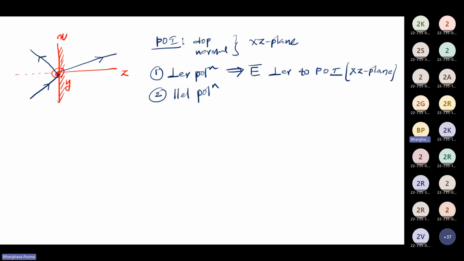In our example, our plane of incidence is the XZ plane. So the electric field is perpendicular to the XZ plane. What is perpendicular to the XZ plane? Y. That means here we are going to represent the electric field in the Y direction.